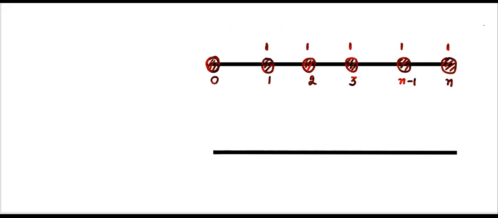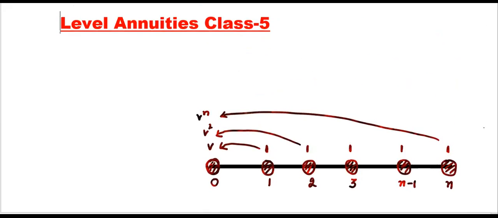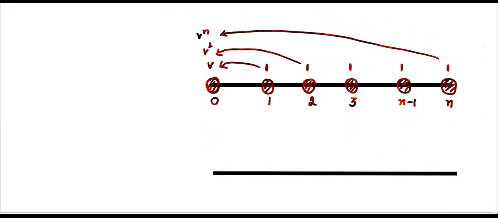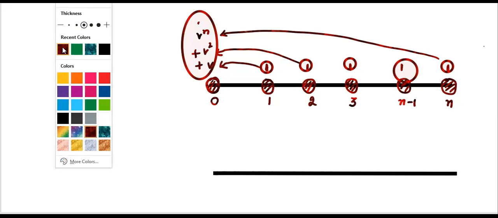So I'm not making it clumsy. This is V. The present value of this is V square. We already know. And the present value of the last one is V power n. Because we want to find the sum of the present value of all the payments, we'll add everything here. Present value of this one is V, this one V square, this one V power 3, this one V power n minus 1, this one V power n. This is what we want. So finally we add everything. This is nothing but an. So let me find an here.